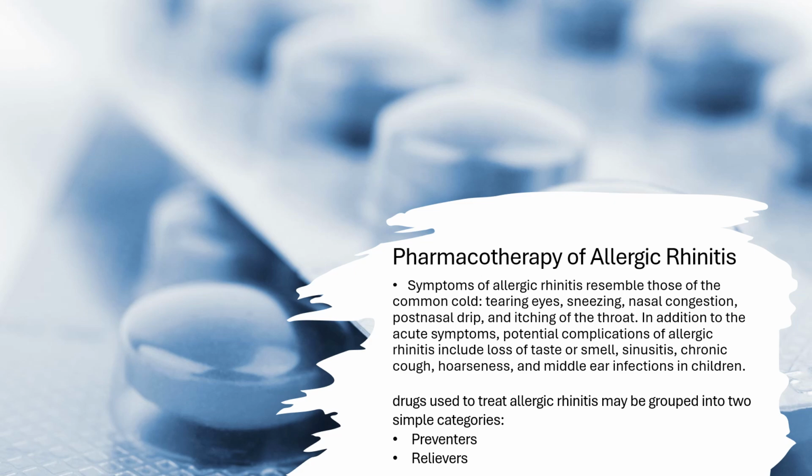Preventers are used for prophylaxis and include antihistamines, intranasal corticosteroids, and mast cell stabilizers. Relievers are used to provide immediate, though temporary, relief for acute allergy symptoms once they have occurred. Relievers include the oral and intranasal decongestants, usually drugs from the sympathomimetic class.